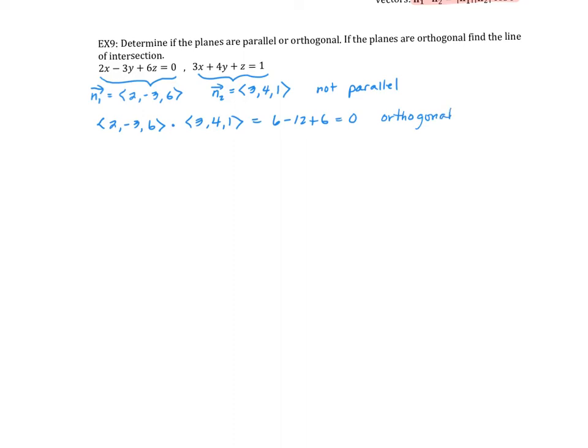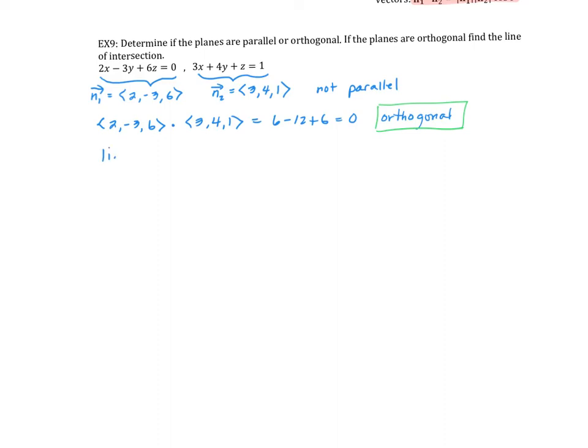So the first part of the question is to determine if the planes are parallel or orthogonal. In this case, they are orthogonal. It could happen that they're neither. So if they are orthogonal, then they're going to intersect, and their intersection will be a line. I need to find the equation of that line.